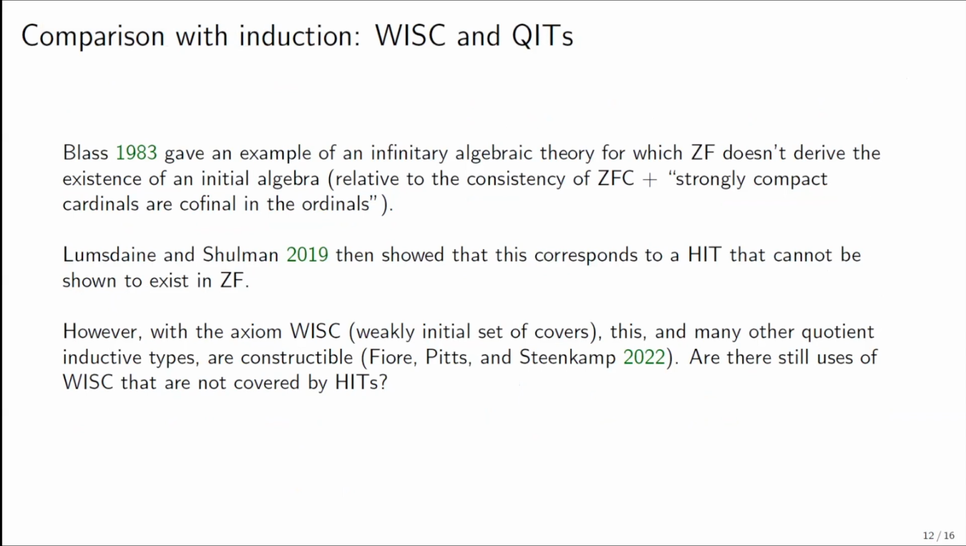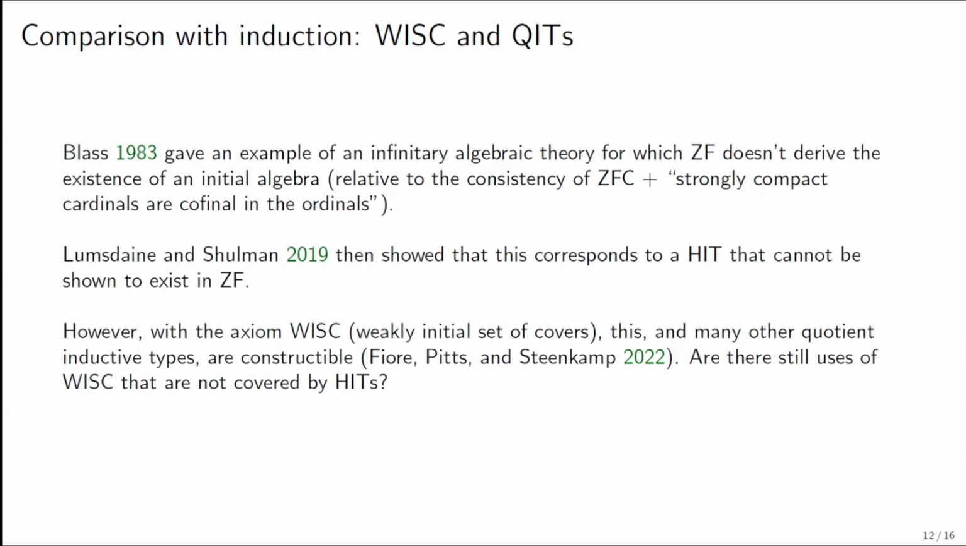So, not going beyond the realm of polynomial functors. There's an infinitary algebraic theory for which ZF itself doesn't prove the existence of an initial algebra, by Andreas Blass. And then Peter Lumsdaine and Mike Schulman converted this to a higher inductive type. A higher inductive type is an inductive type where you do not only have constructors, but you also have these path constructors, like we saw in the suspension.